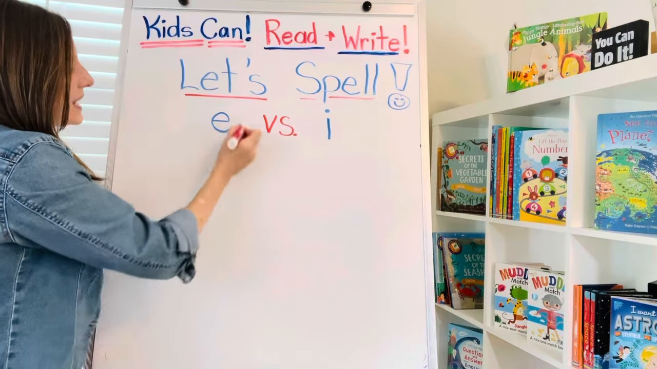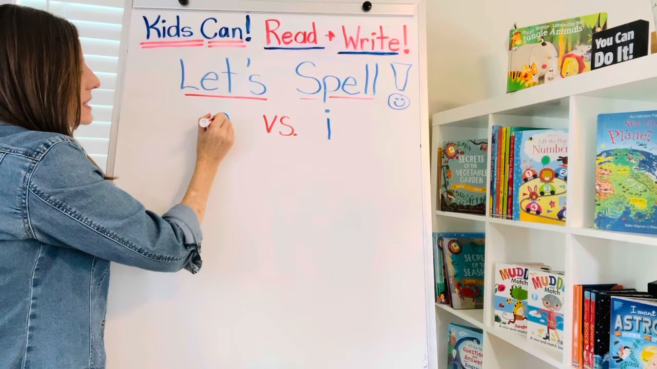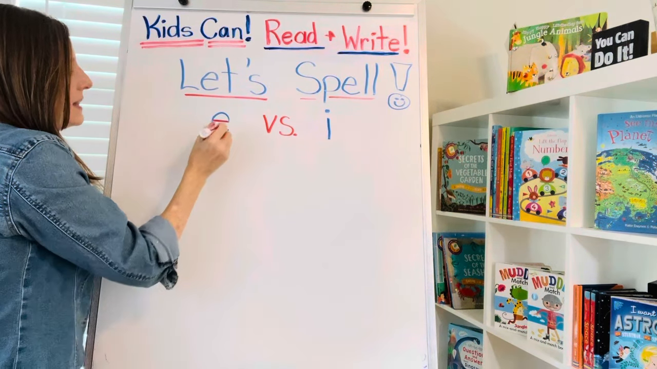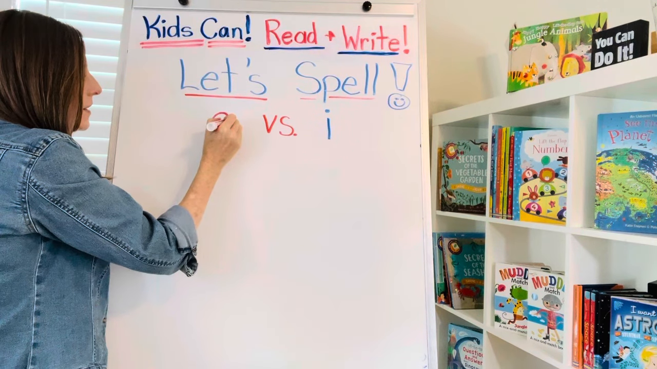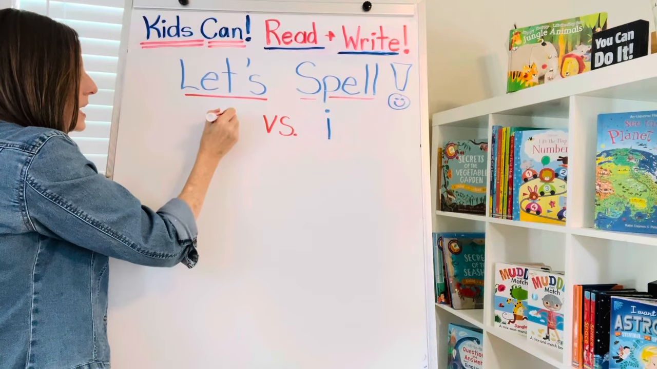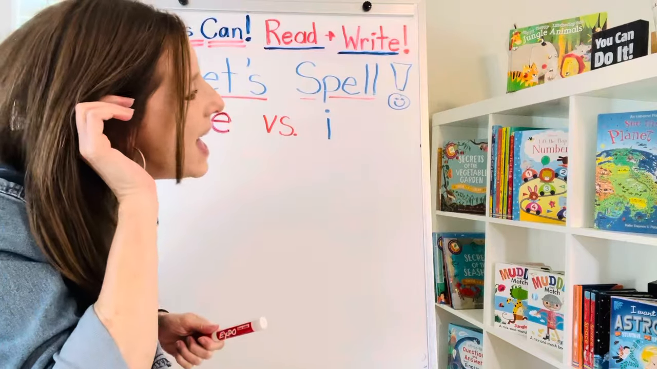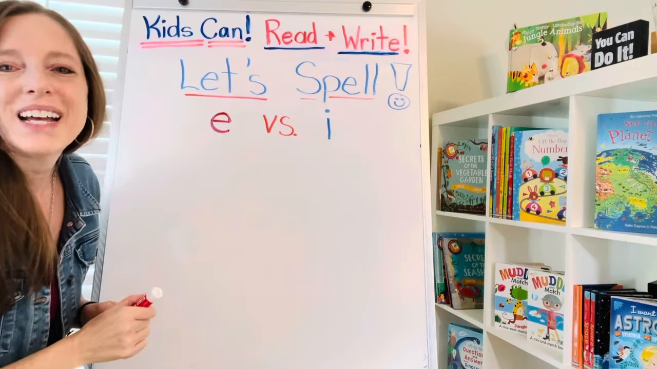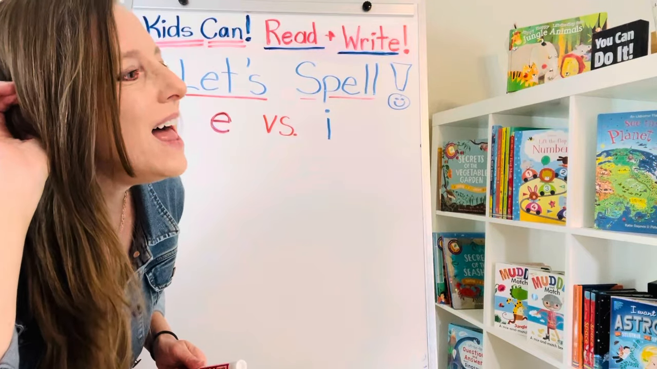Now, the way I like to help kids remember the e sound is, this is Granny's ear, and this is her hand around her ear, okay? So when you see that ear with the hand around the ear, I want you to say, eh, eh. That's Granny. She can't hear very well, so she says, eh, eh.